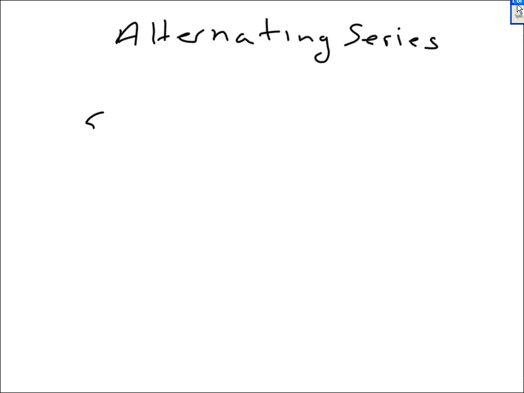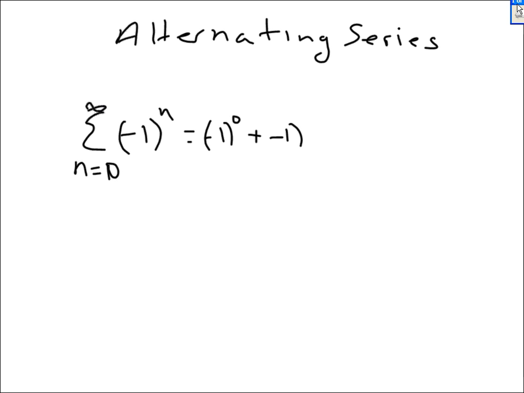Section number 5 is entitled Alternating Series. Remember, if you have the summation of negative 1 to the n, and then goes from 1 to infinity, or even 0 to infinity. So first you get negative 1 to the 0, plus negative 1 to the 1, plus negative 1 squared, plus negative 1 cubed, and so on.